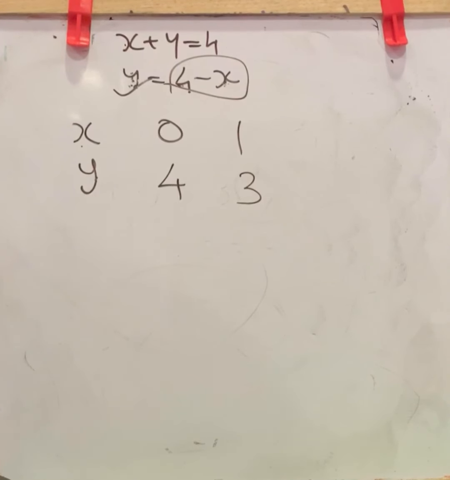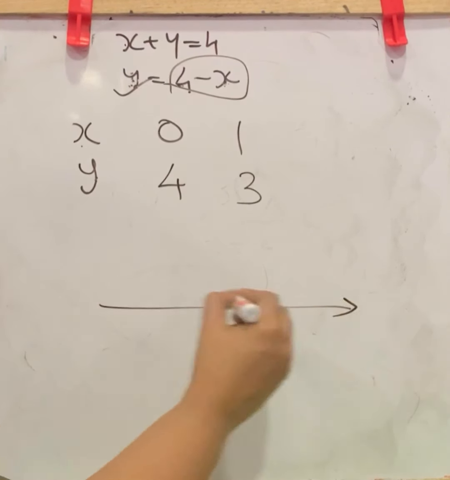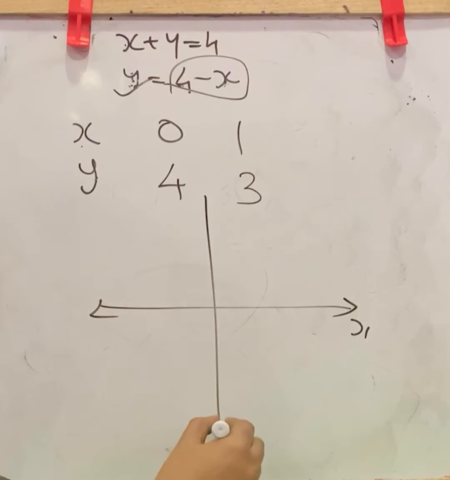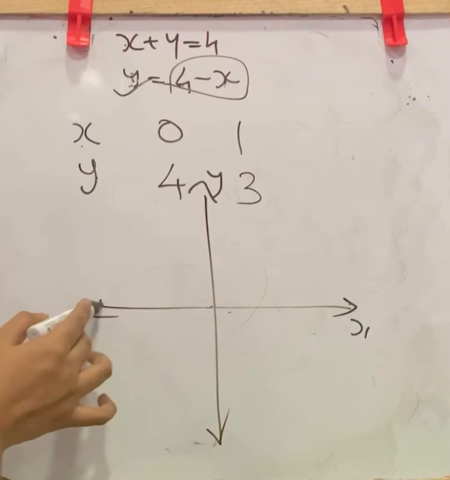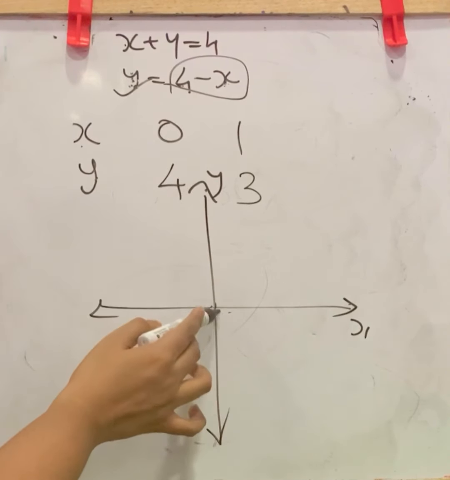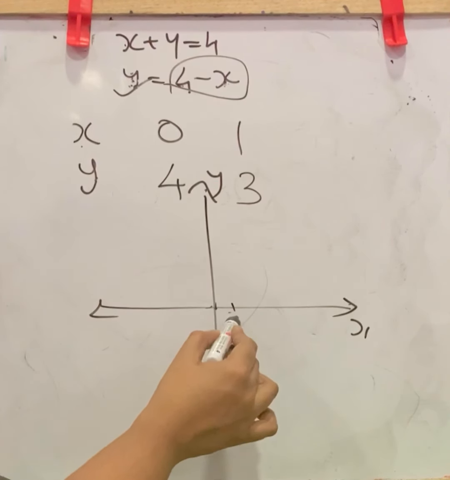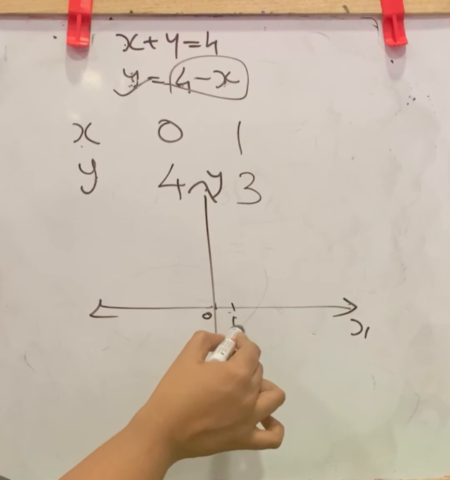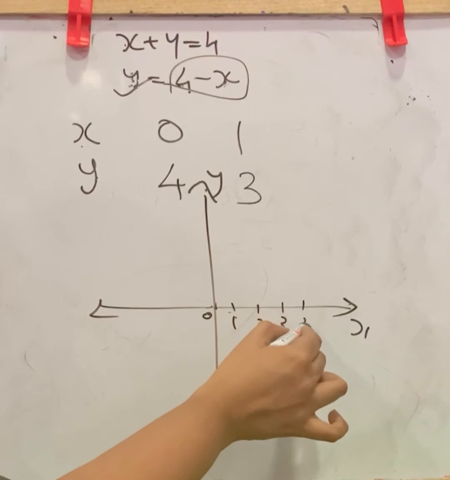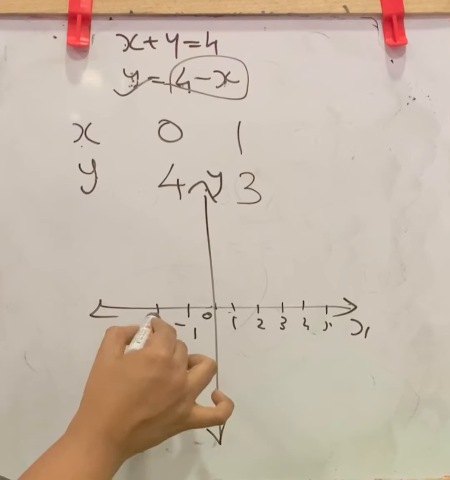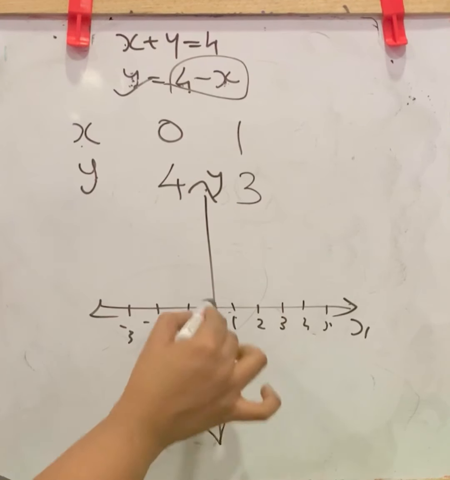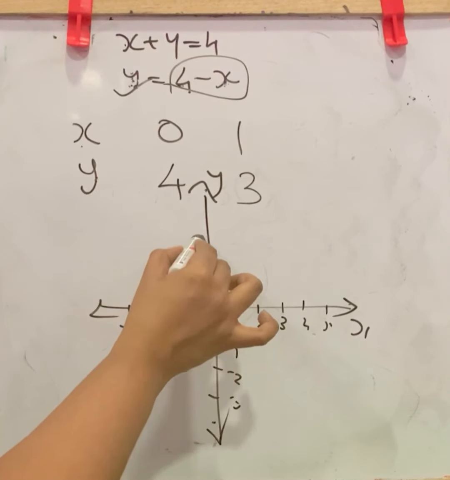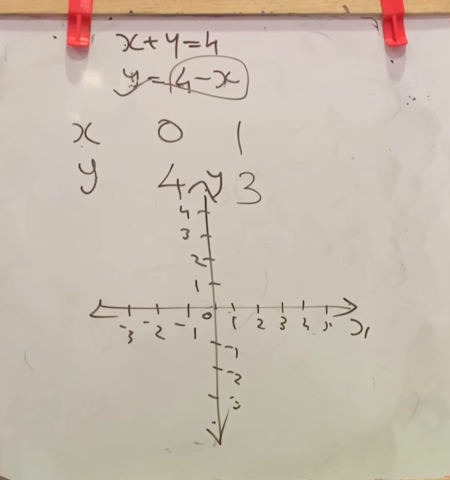Two values is enough. So first we will draw x-axis. Now draw y-axis. Here we have positive values, here negative values. Here positive, here negative. This is 0, origin, 1, 2, 3, 4, 5. Enough. Minus 1, minus 2, minus 3. Here also negatives. Here positives. Each unit we are taking it as 1, 2, 3, 4 and 5.